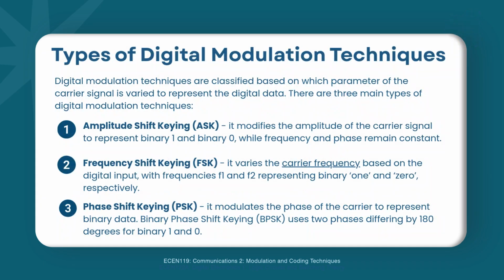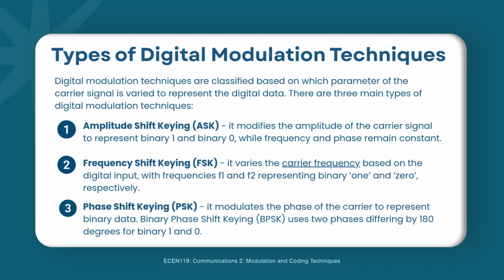Moving forward, now we have the types of digital modulation techniques. Digital modulation techniques are classified according to which parameter of the carrier signal is varied in order to represent digital information. Based on this principle, there are three main types of digital modulation techniques. The first is amplitude shift keying, or ASK. In ASK, the amplitude of the carrier signal is varied to represent binary data, while the frequency and the phase remain constant. Typically, a higher amplitude represents binary 1, while a lower or 0 amplitude represents binary 0.